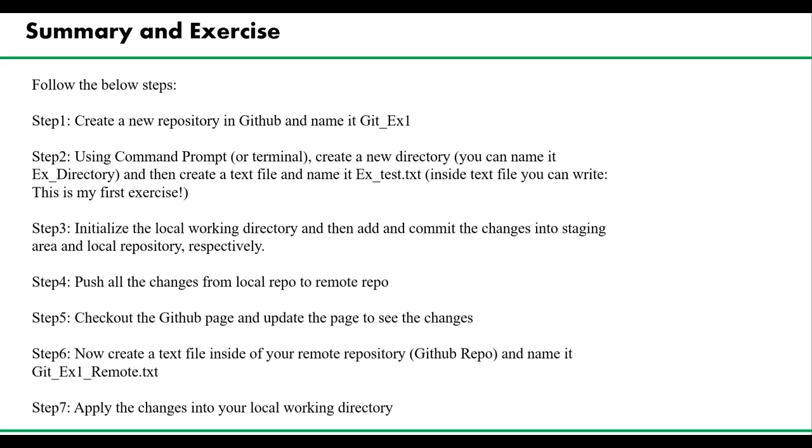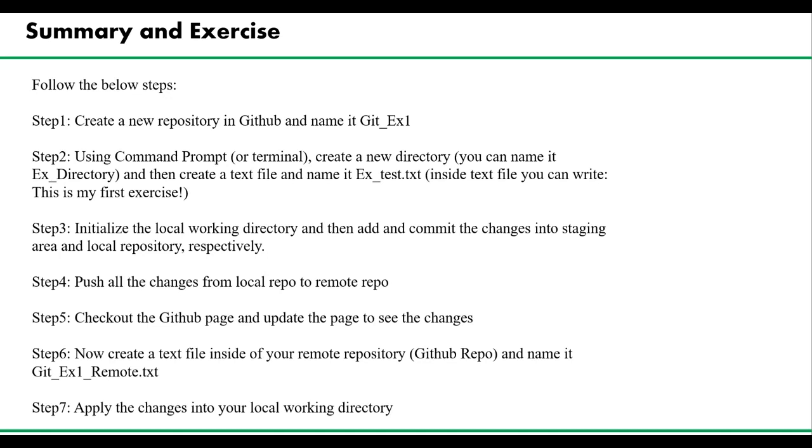Okay. So the first step is creating a new repository in GitHub, and you can name it, for example, git_exercise1. The second step is using command prompt or your terminal, if you're on Mac or Linux, and creating a new directory. You can name it, for example, ex_directory. So the namings are optional. You can use any name that you like, but these are the names that I suggest to you.